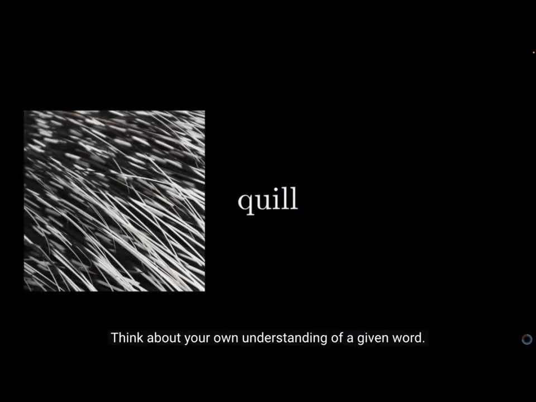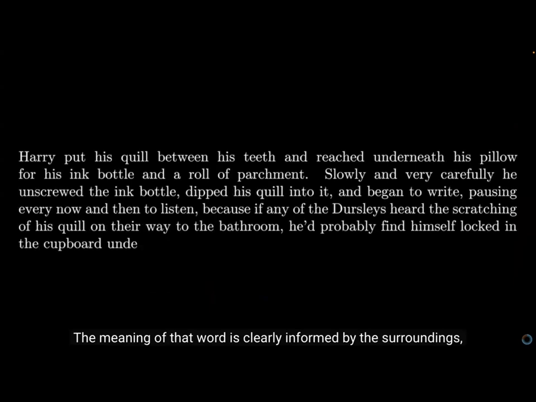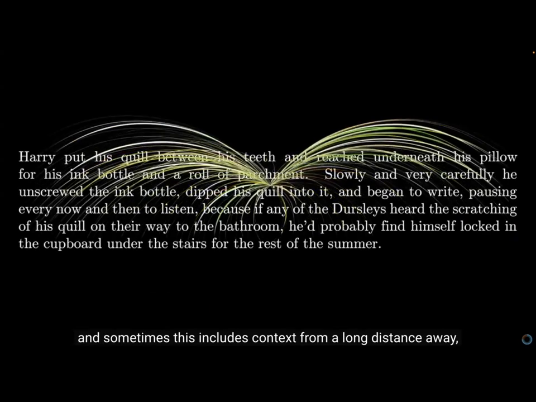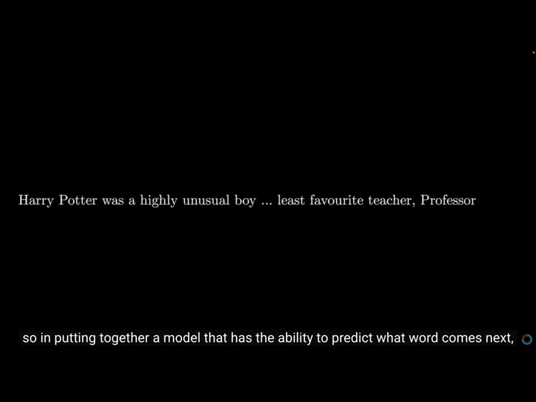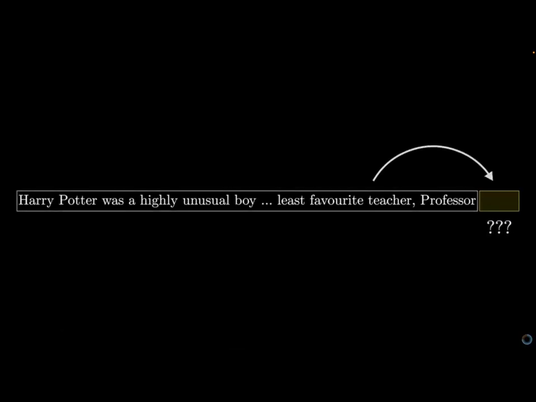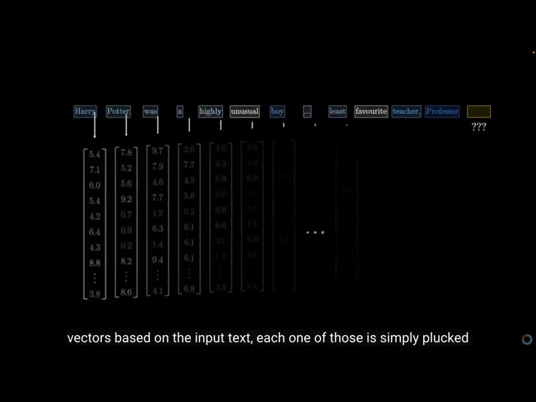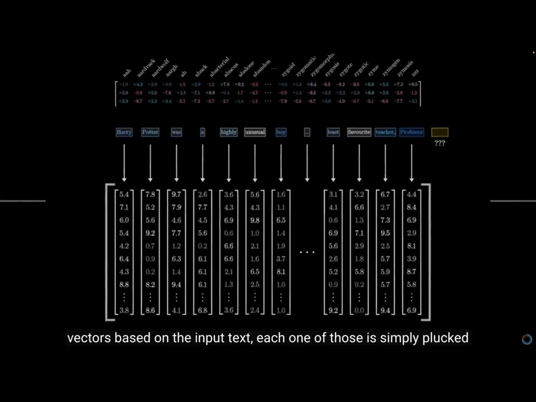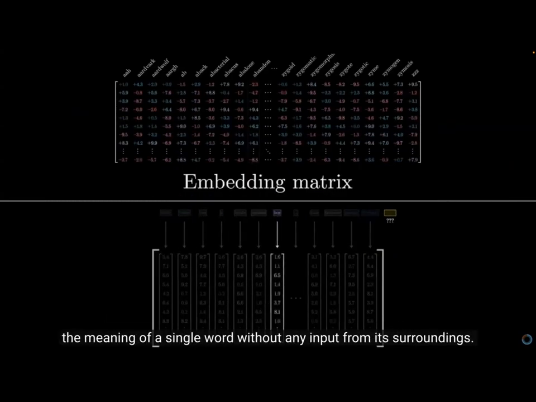Think about your own understanding of a given word. The meaning of that word is clearly informed by the surroundings. And sometimes this includes context from a long distance away. So in putting together a model that has the ability to predict what word comes next, the goal is to somehow empower it to incorporate context efficiently. To be clear, in that very first step, when you create the array of vectors based on the input text, each one of those is simply plucked out of the embedding matrix. So initially, each one can only encode the meaning of a single word without any input from its surroundings.